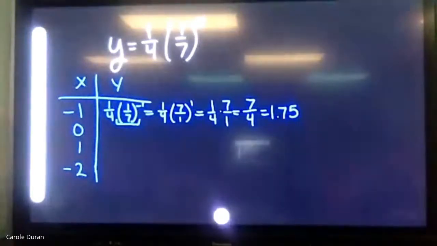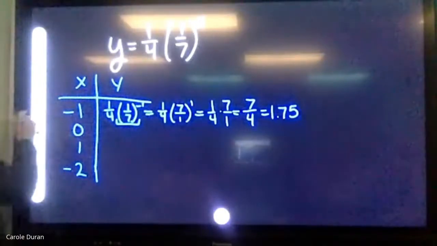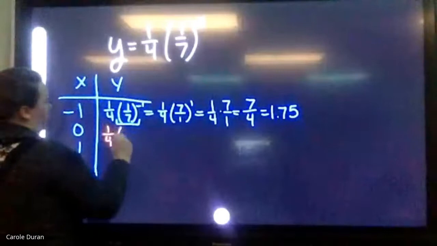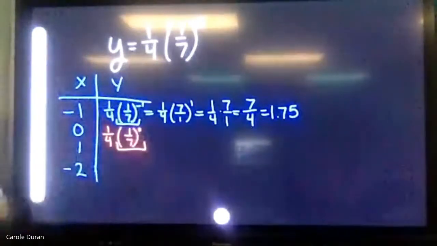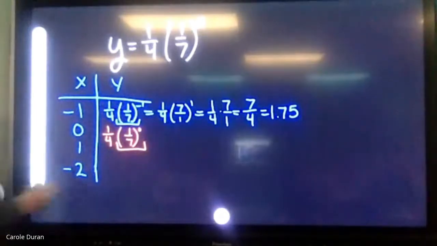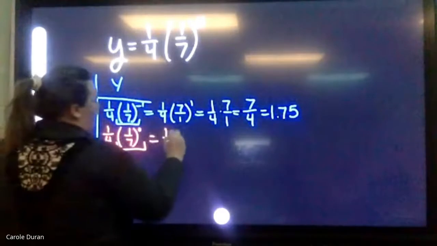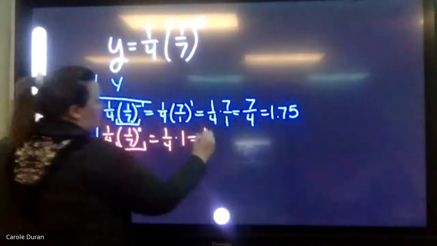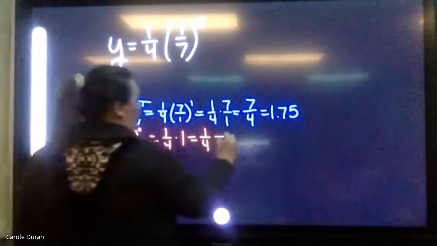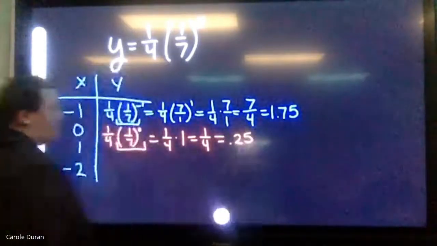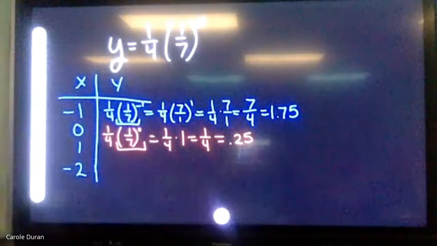So let's do that whole thing again, but this time we're going to use 0 as our exponent. So I still have 1/4 times 1/7 to the 0 power. I'm going to do 1/7 to the 0 power first, which is just 1. So I get 1/4 times 1, which just equals 1/4. You could also turn that into the decimal, 0.25. It's entirely your choice. Questions so far?